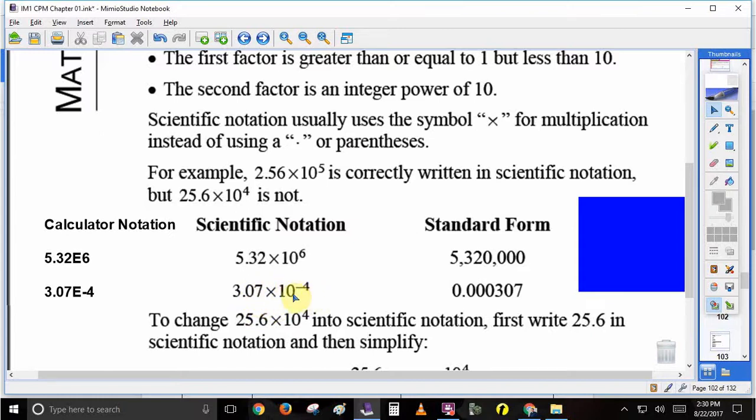10 to the negative fourth is 0.0001. So if we do 0.0001 times 3.07, you get 0.000307.